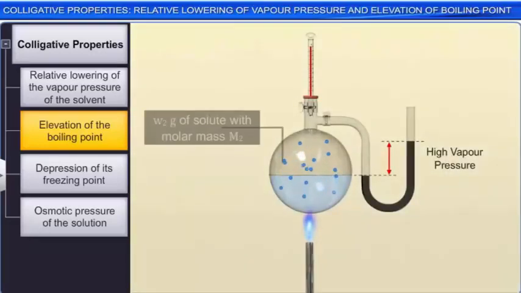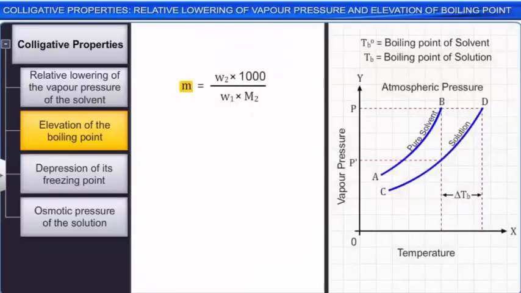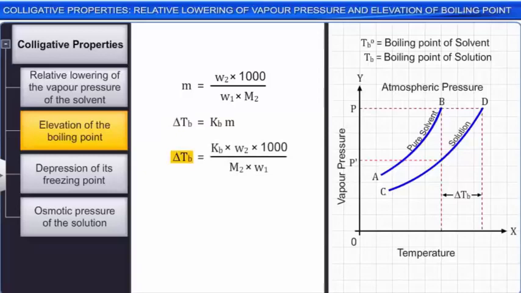If W2 grams of a solute with M2 molar mass is dissolved in W1 gram of a solvent, then molality m of the solution is given by W2 multiplied by 1000 divided by W1 multiplied by M2. Substituting this value of molality in the equation for elevation of boiling point, we get delta Tb is equal to Kb multiplied by W2 multiplied by 1000 divided by M2 multiplied by W1. Rearranging this equation, we get M2 is equal to Kb multiplied by W2 multiplied by 1000 divided by delta Tb multiplied by W1.